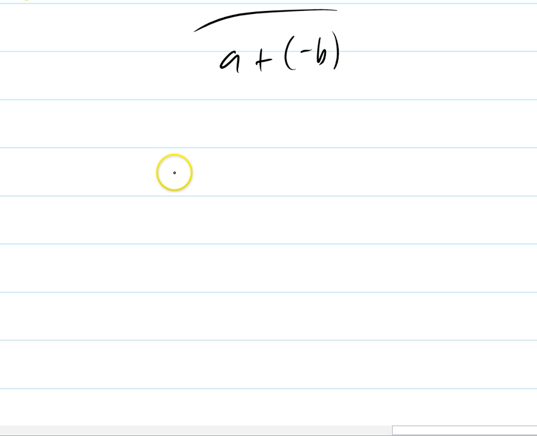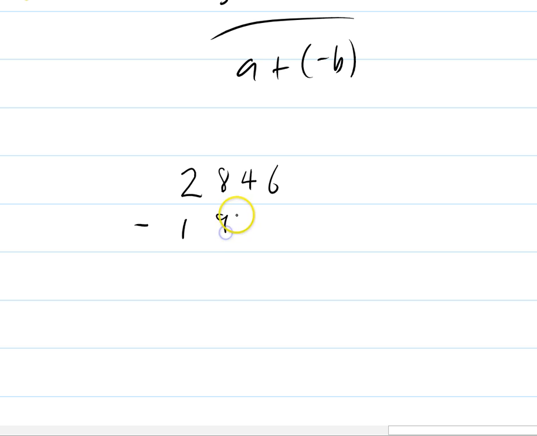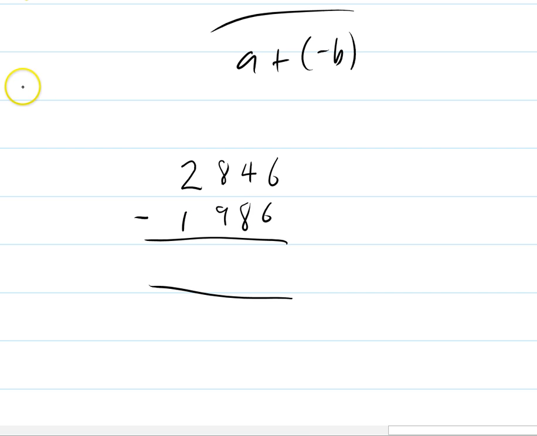Let's just think about 2,846 take away 1,986. Okay, and before we start, we just have a look at it. We've got something that's nearly 3,000, take away something that's nearly 2,000. So we're going to have about 1,000. Rough figures, about 1,000. In particular positive, because this number is bigger than this one, so we don't have any negative numbers there.